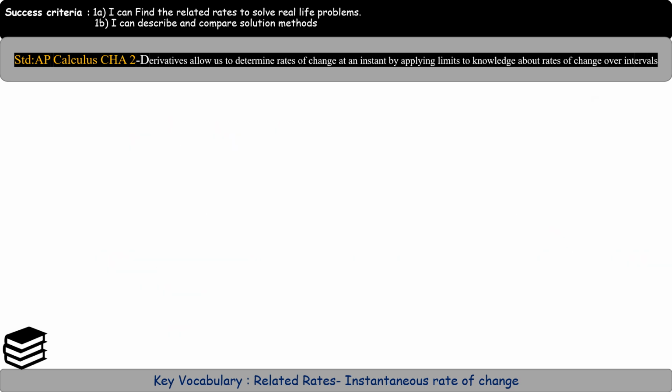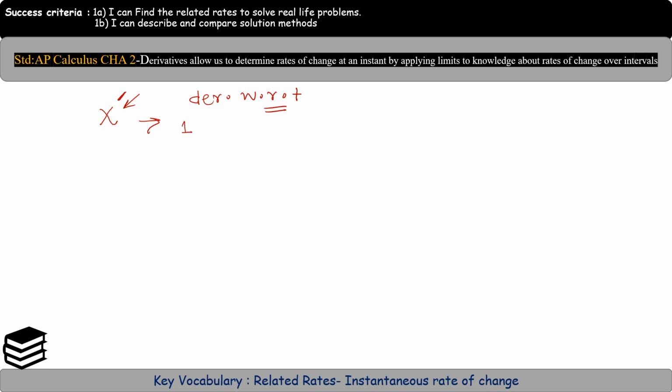Now the question arises: how will the derivatives be taken? We will take the derivative using the concept of implicit differentiation. What do I mean by that? For example, if this is x and you are asked to take the derivative of x with respect to x, how do you do it? You know that the derivative of x is a constant.